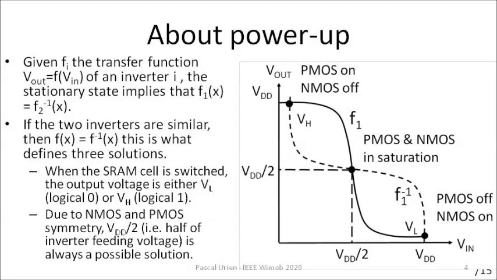Given F, the transfer function Vout equals F of Vin of an inverter I, the stationary state implies that F1(x) is equal to F2 minus 1(x). If the two inverters are similar, then F(x) is equal to F minus 1(x). This is what defines the three solutions. When the SRAM cell is switched, the output voltage is either V low, logical 0, or V high, logical 1. Due to NMOS and PMOS symmetry, VDD/2, that's to say half of the inverter feed-in voltage, is always a possible solution.